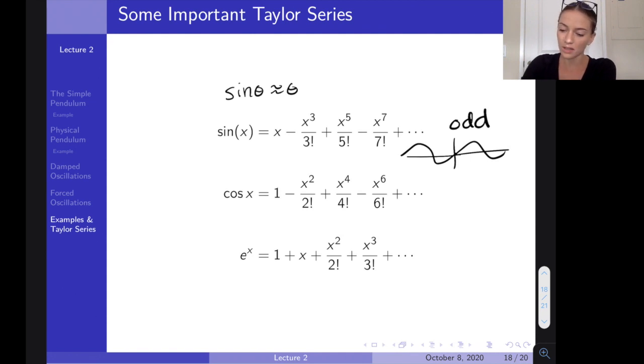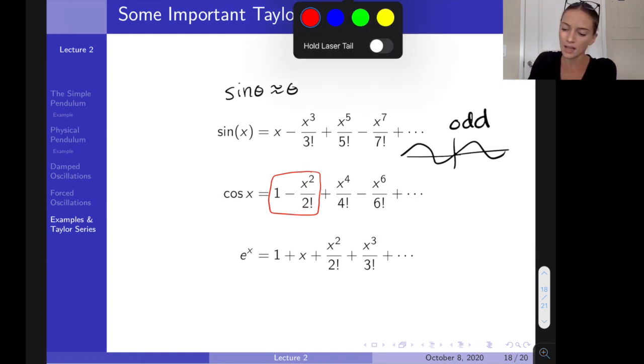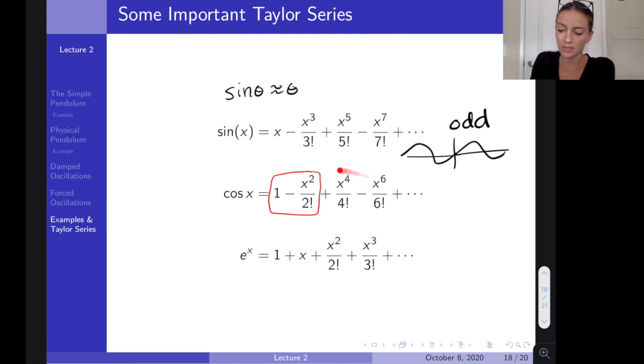And now cosine, you will often see just this part, if you only care about up to order 2. So cosine is frequently approximated as 1 minus x squared over 2. And again, you will notice that all of the terms here are even. That's because cosine is an even function.